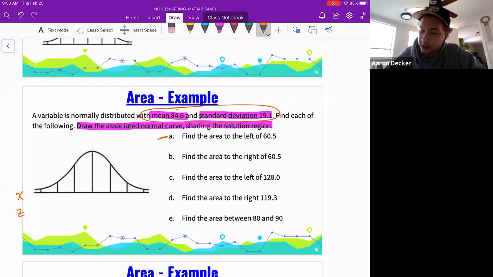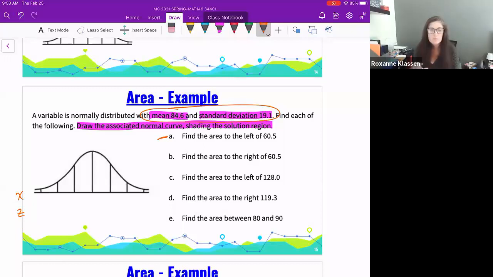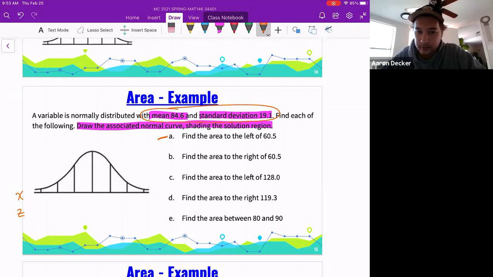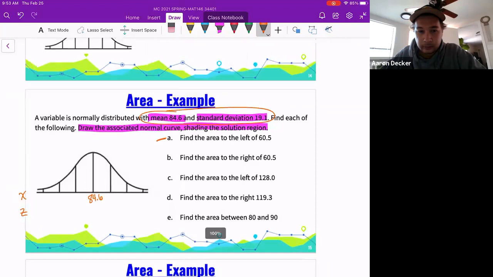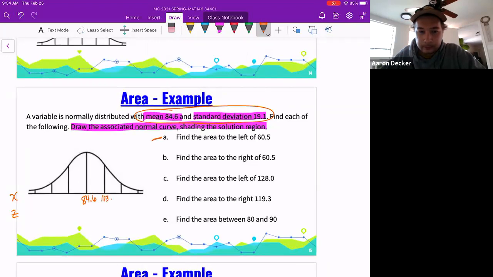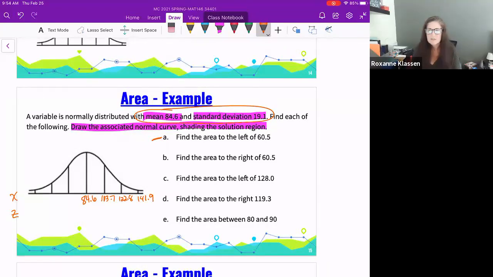Did you want both of them, for the Z and the X? First, just give me one of them. Right, okay. Yeah, so right down the middle, I had 84.6. And then to the right of that, 103.7. And then 122.8. And 141.9. Perfect. That's great, Aaron. You can stop there.